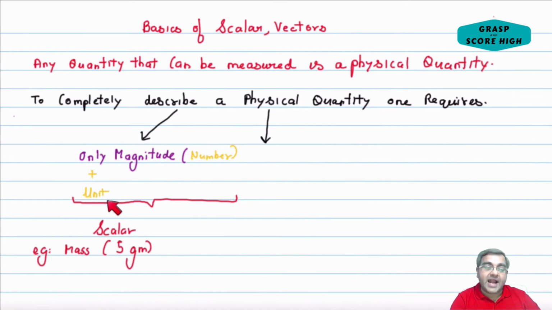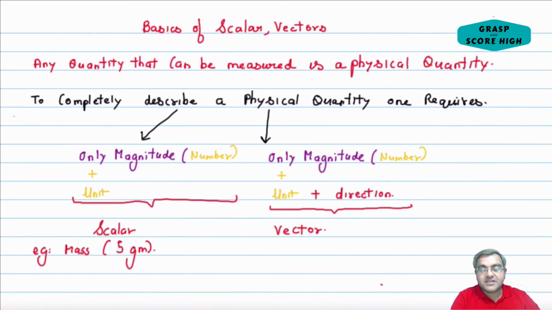Now whenever for any physical quantity, a magnitude and a unit gives its complete description, it's called a scalar. So in this case, a magnitude plus a unit gives a complete description. Therefore, you call this mass a scalar. But there are certain physical quantities which require the number, that's the magnitude, unit plus the direction. Such quantities which require magnitude, unit plus direction are called vectors.